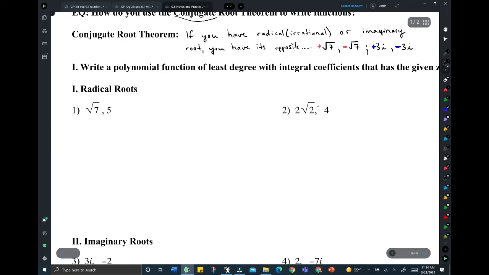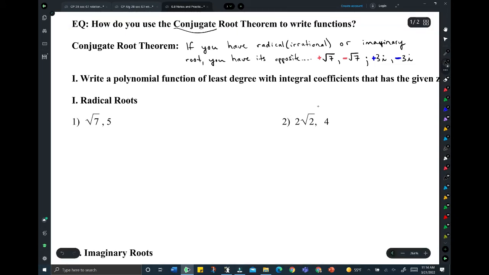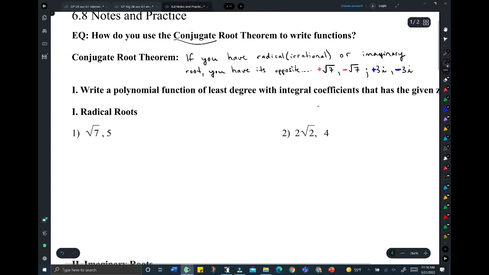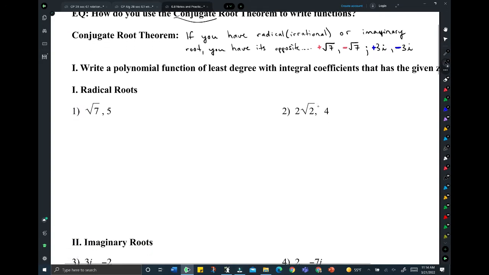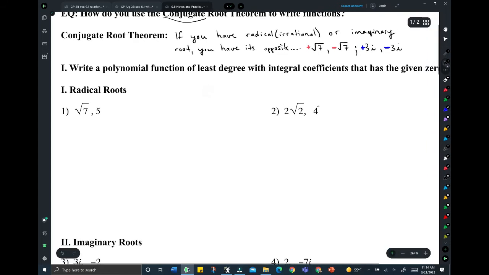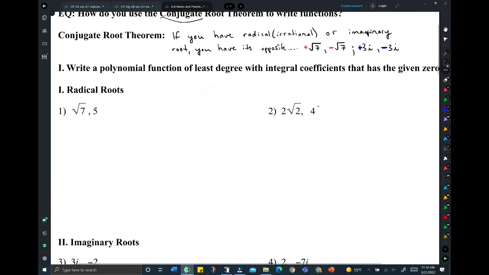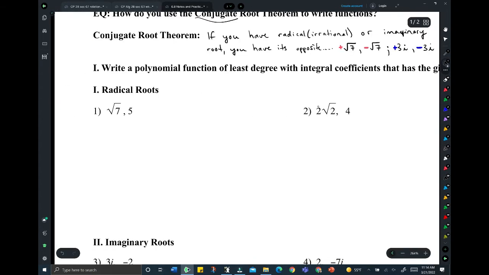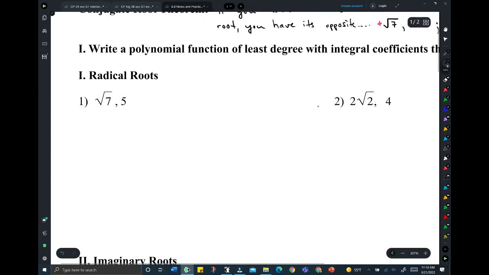if you have a positive square root, you have its negative as well. So what we're going to be doing is creating polynomial functions with given roots and using the conjugate root theorem to just fill in some gaps here, okay? So our goal is to write a polynomial function of least degree with integral coefficients that has the given zeros.